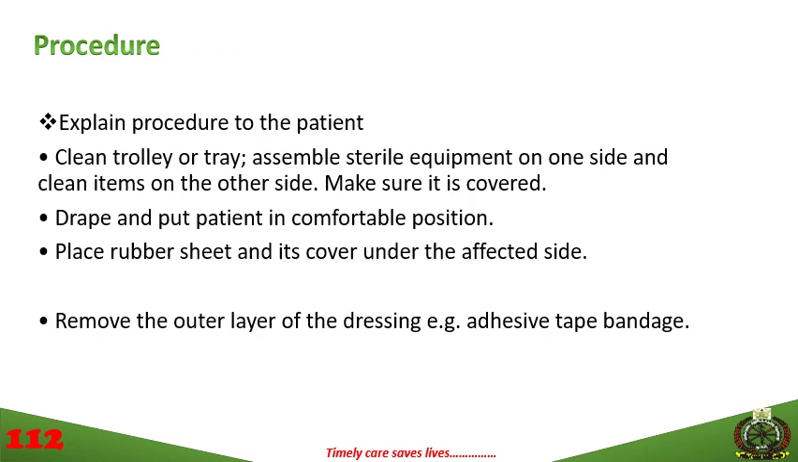Procedure. You need to explain the procedure to the patient. You need to clean your trolley, assemble your sterile equipment on top and the unclean ones down. Most of the wards don't have this dressing trolley, so they just use a tray and put everything in there. But the proper dressing trolley has a top shelf and a bottom shelf. The top shelf is sterile, the bottom shelf is not sterile. So anything that is not sterile goes down, and the top is only for sterile things.